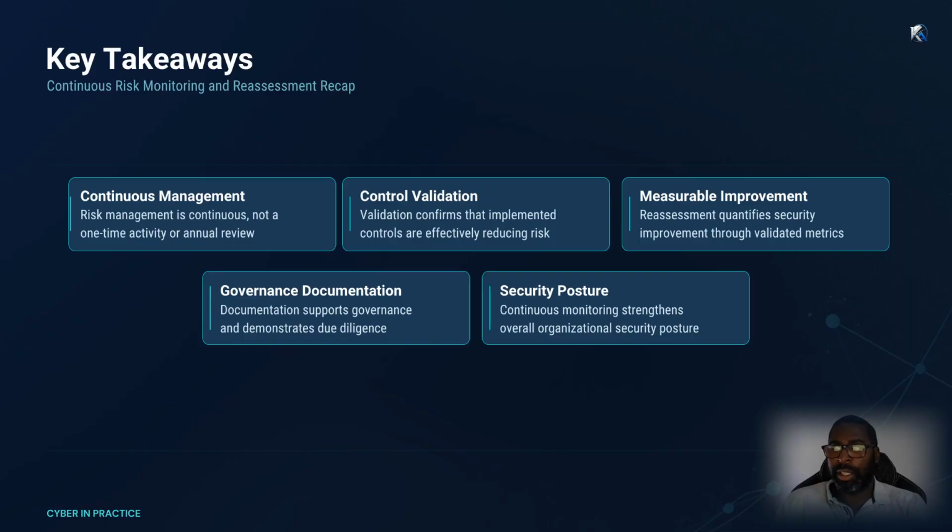Risk management is continuous, not an annual event. Validation confirms your controls actually work, while reassessment provides measurable improvements. Finally, robust governance documentation proves due diligence and ultimately strengthens your overall security posture.